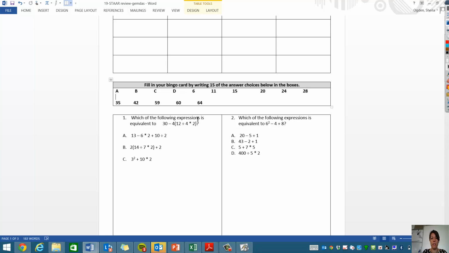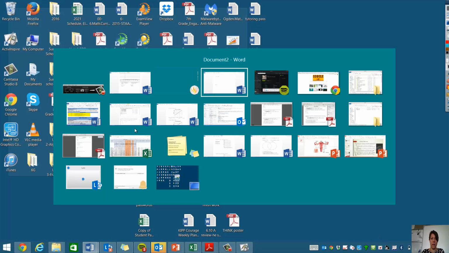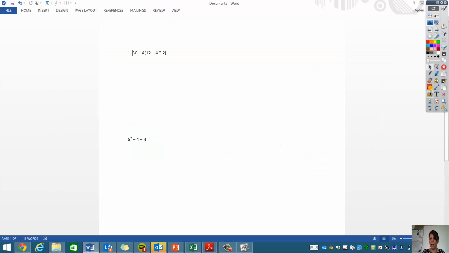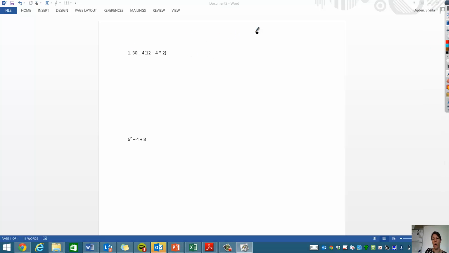Okay, so number 1 says, which of the following expressions is equivalent to 30 minus 4, open parentheses, 12 divided by 4 times 2. As soon as I see something like this, a multi-step problem, I know that I'm using GEMDAS. So if I come over here to this page, it's the same problem, I just gave myself a little bit more room to work. The GEMDAS or the PEMDAS is grouping symbols or parentheses, exponents, then you multiply and divide from left to right.